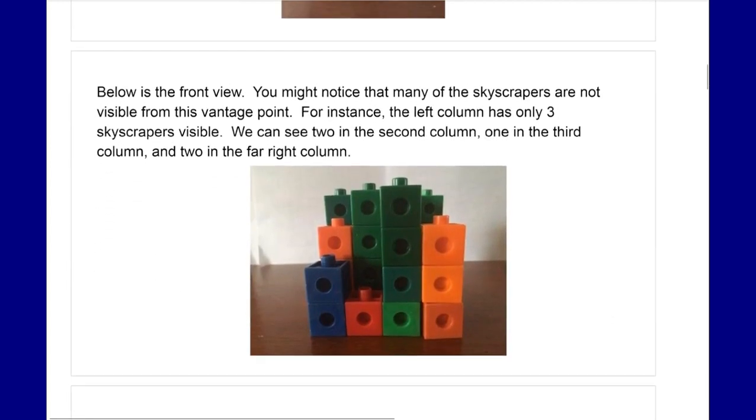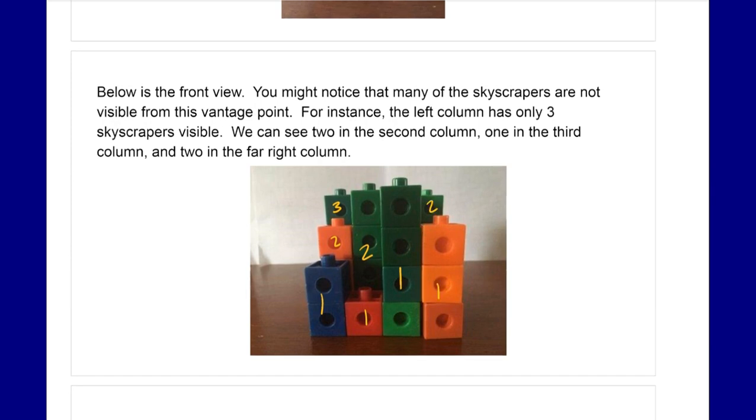Here is a front view. If I'm looking down at the grid, in this first row, I can see 3. I can see 1, 2, 3 buildings. Here I can see 1, 2. There would be a 2 behind it, but I can't see it. Here I can only see 1, and here I can see 2.